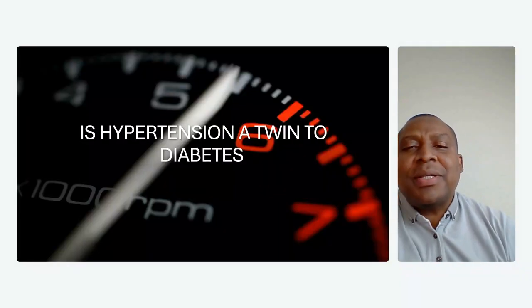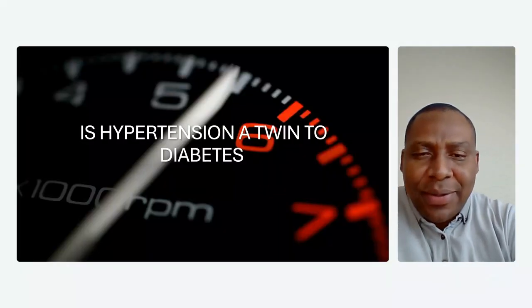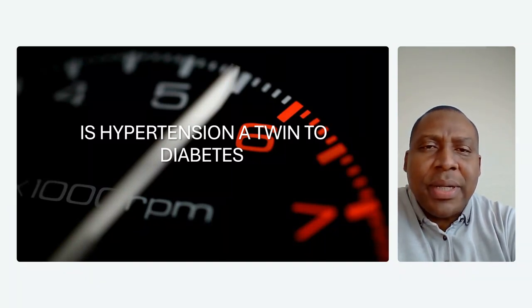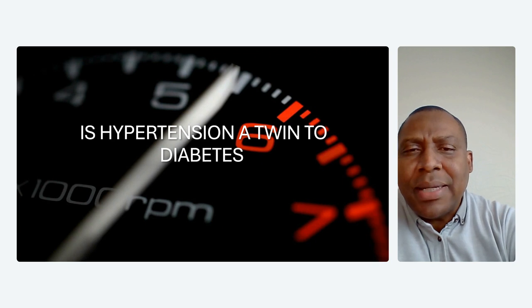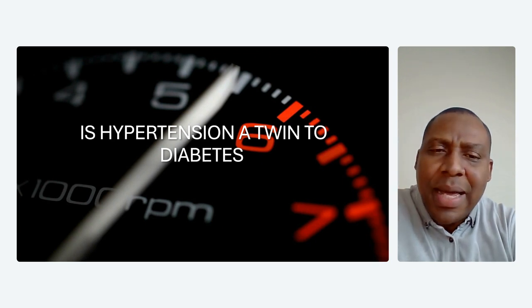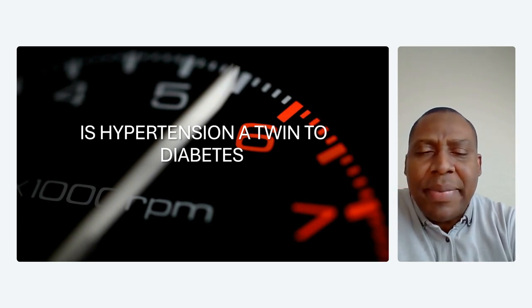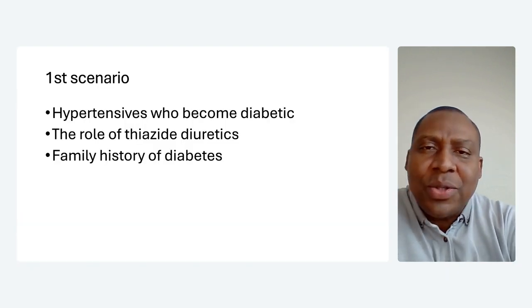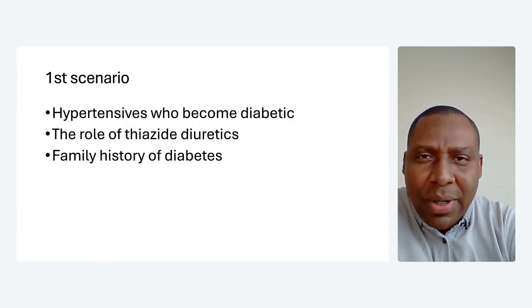And that question is: is hypertension a twin to diabetes? A number of times you see patients and you wonder, how come when I hear this patient is hypertensive, I also hear the patient is diabetic? Or when I hear the patient is diabetic, the patient is also hypertensive. So we're going to look at three scenarios to try and explain why this may be occurring.